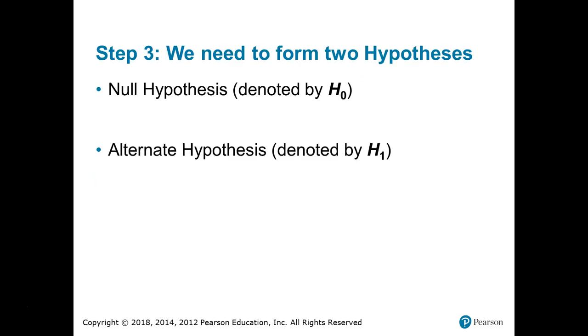Step 3. This is where it gets a little bit more meat and potatoes. We need to form two hypotheses. We need to create a null hypothesis, denoted by H0, and we need to formulate the alternative hypothesis, denoted by H1. So what does that mean?